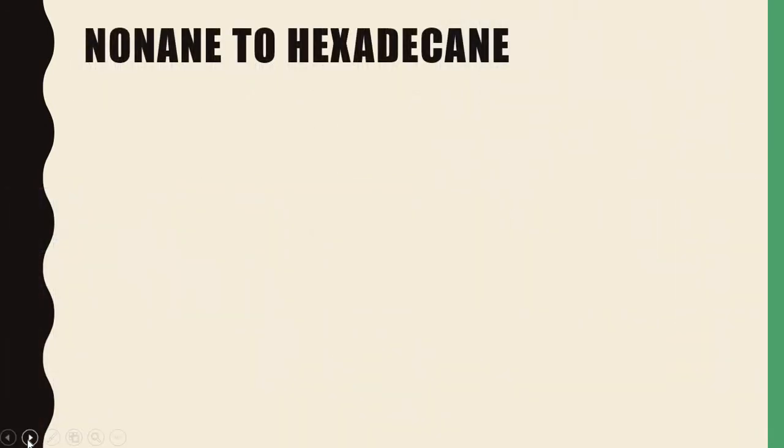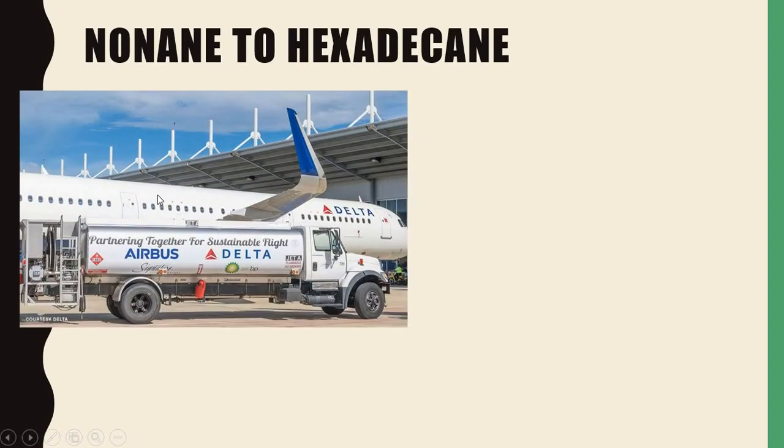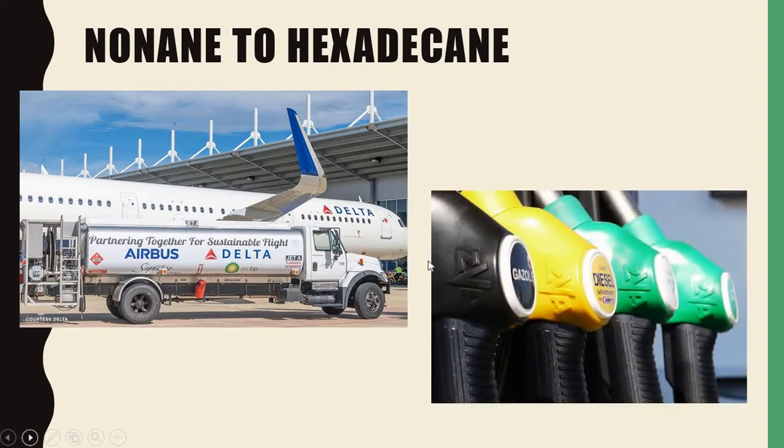Next is nonane to hexadecane. These are liquids of higher viscosity. Pag sinabing viscosity, it is the thickness of the liquid, the ease to flow, malapot or malabnaw. So ito ay high viscosity, malapot, mahirap siyang mag-flow sa isang container. It is being used in diesel and aviation fuel or the kerosene. Aviation fuel, meaning fuel ng mga aeroplanes. And we have here an example of diesel, nakikita natin sa mga gasolinahan.